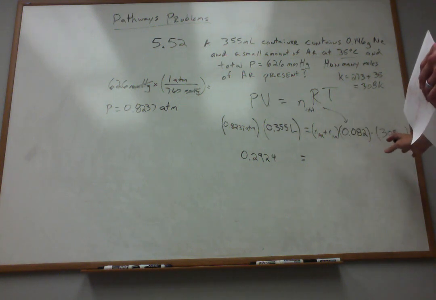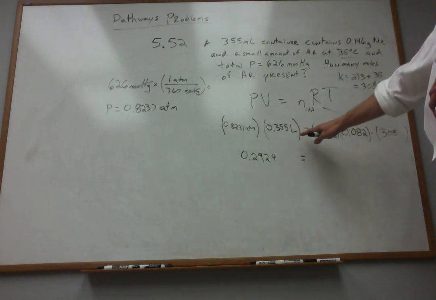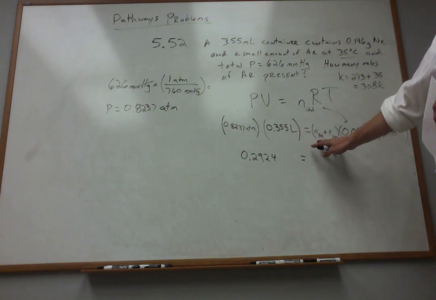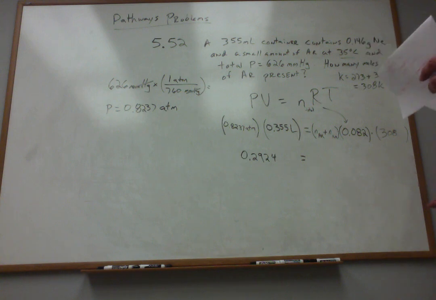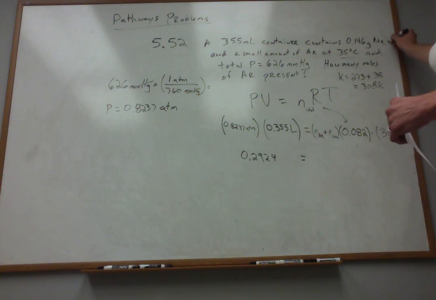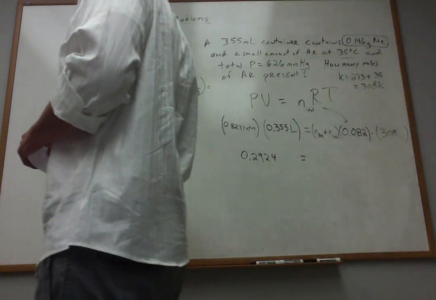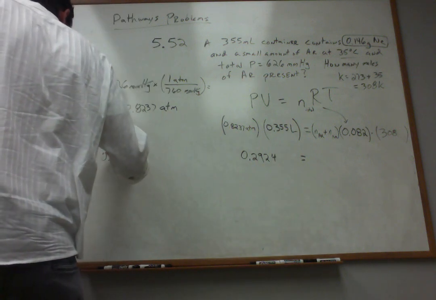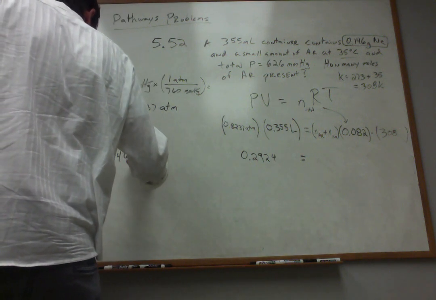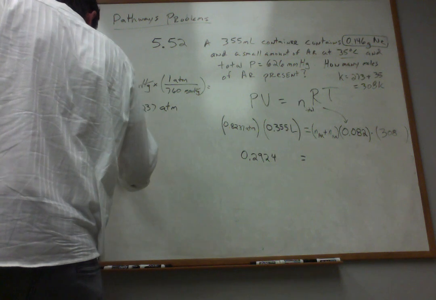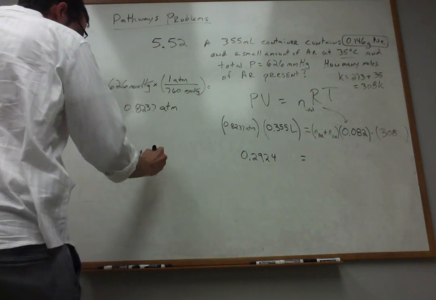So I made some progress here. My only problem is that I've got this one equation with these two unknowns, and I can't solve for two unknowns with only one equation. But I know something else. I was told in the problem the number of grams of neon. I had 0.146 gram neon in my container.